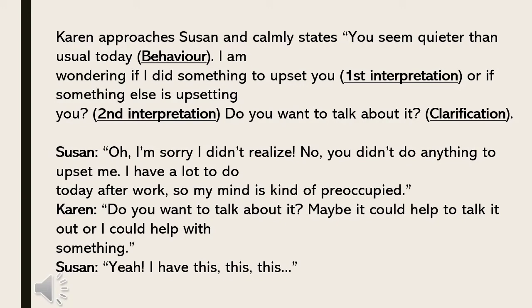Karen approaches Susan and calmly states, "You seem quieter than usual today. I'm wondering if I did something to upset you or if something else is upsetting you. Do you want to talk about it?" "Oh, I'm sorry. I didn't realize. No, you didn't do anything to upset me. I have a lot to do today after work, so my mind is kind of preoccupied." "Do you want to talk about it? Maybe it could help to talk it out, or it could help you with something too." "Yeah, actually, I have this, and this going on."